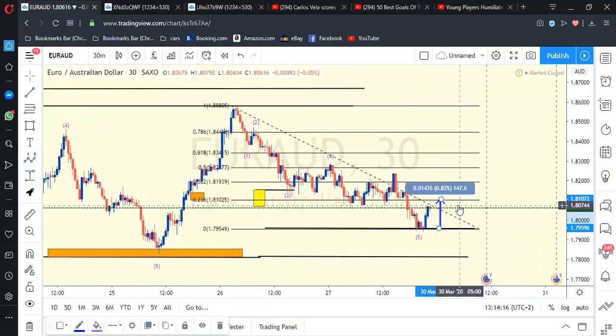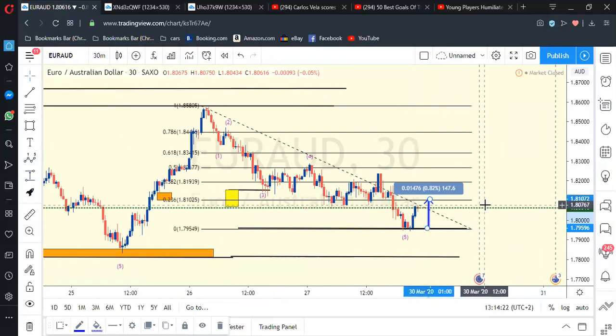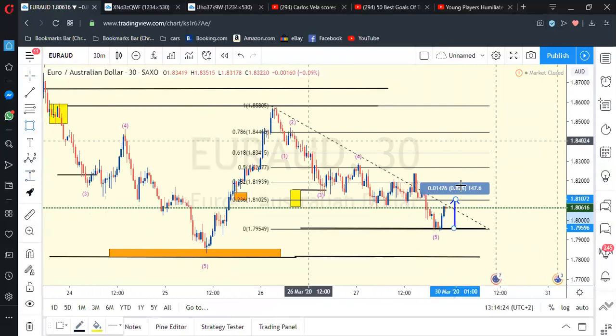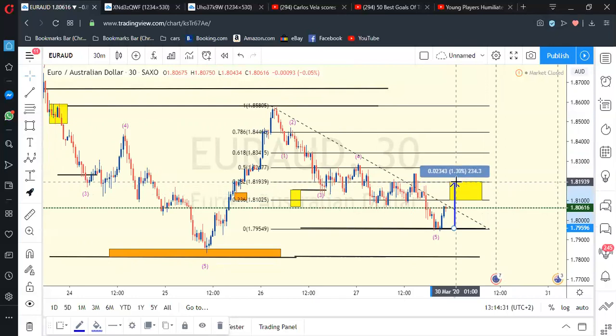I can tell you facts only. From this point to here, that's $100 with 402 pips. Now we know that we have two decision points, this point and this point, where price can come and bounce off here.